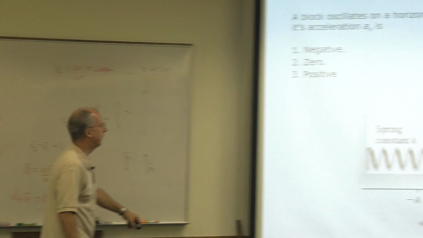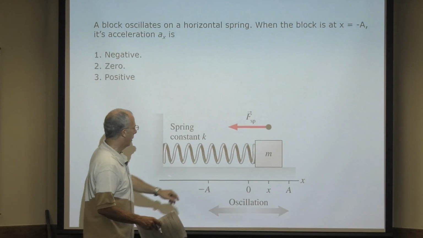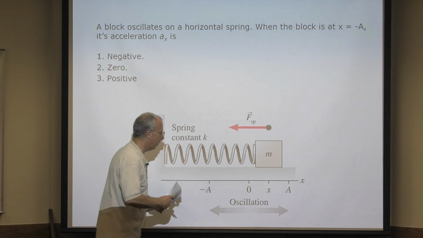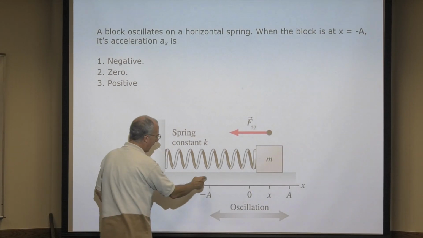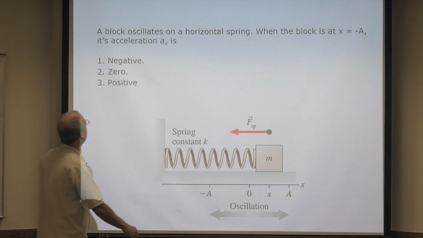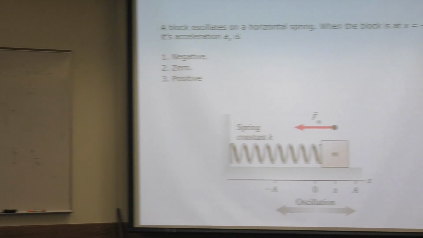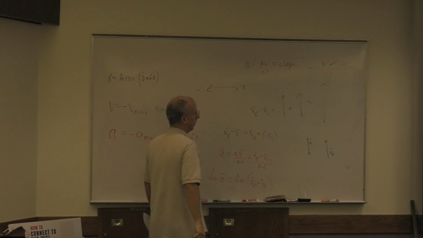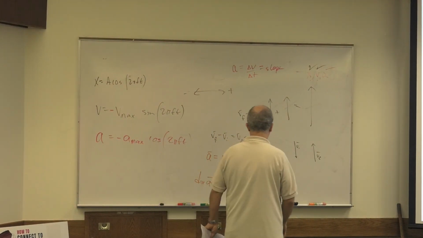Here's another one. A block oscillates on a horizontal spring. So the block's going like this. When the block gets to here, minus A, what's the sign of the acceleration? We're just using the same regular thing that we always use: to the right is positive, to the left is negative. So pause your video and figure it out.